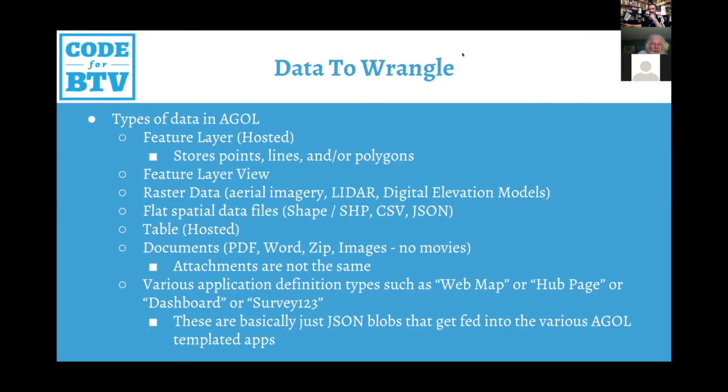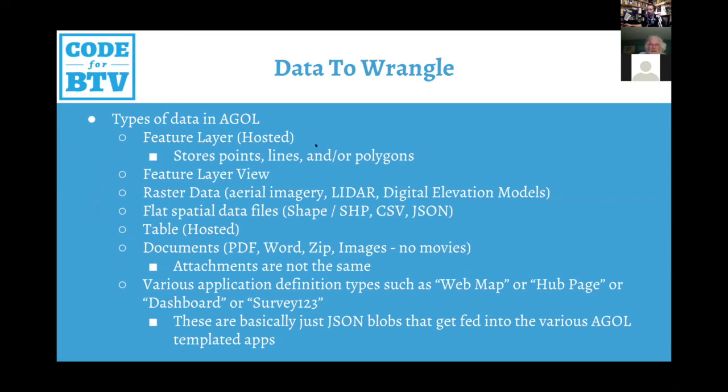Okay, there's various application definition types in ArcGIS Online, such as a web map. There's a hub page, dashboard, Survey123. I think we'll cover those. We covered them last week, but we can cover them again. These are just JSON blobs that get fed into various ArcGIS Online templated applications.